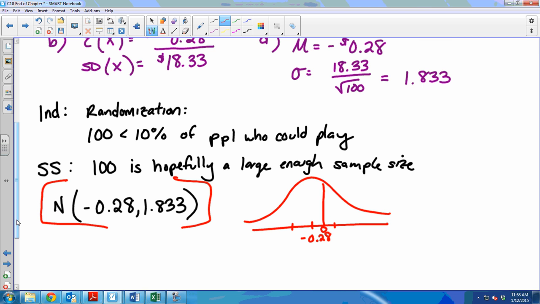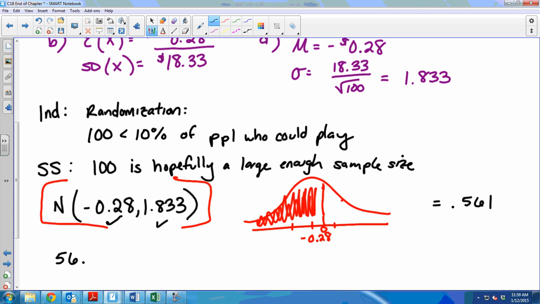So we'll say 0 is in there. No, we want less than 0, don't we? Sorry. And what are you going to put in your calculator? Normal CDF and what your boundary is going to be. Negative infinity to 0 with this mean and this standard deviation. And you should get 0.561.